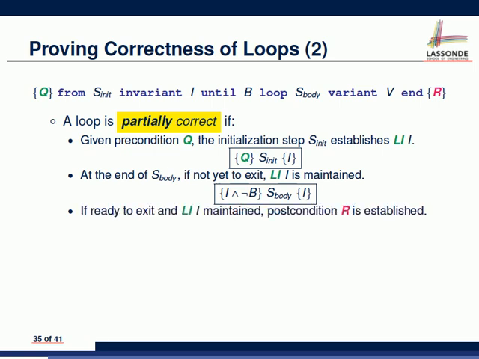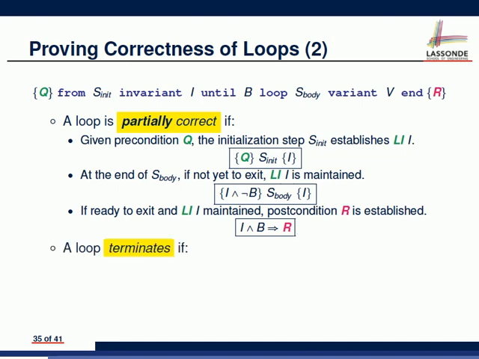Okay, final one. Now let's say we are ready to exit. We are ready to exit, that means not B, and also given that the looping invariance has been maintained, which means I. What does that mean? That should logically imply the post condition is established. So this one is not really a Hoare triple, it's just a simple implication. Given that the looping invariance is true, and also the exit condition is true, that implies the post condition must be established.